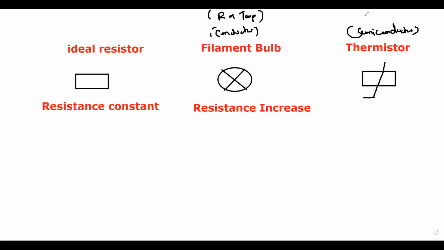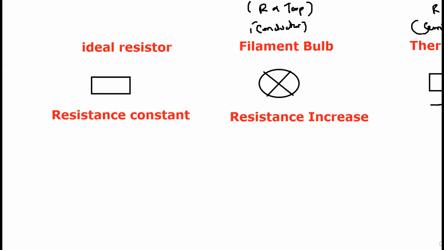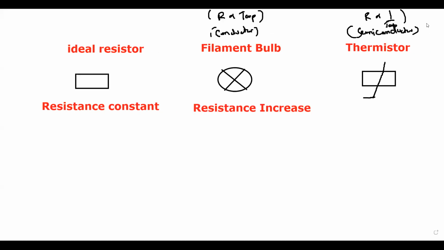And what about a semiconductor? It is opposite. At high temperature, semiconductors will have low resistance. So as the temperature increases, the resistance of a semiconductor will decrease. And the reason we already discussed in the last session, the reason why the resistance for a semiconductor decreases and for a conductor increases.